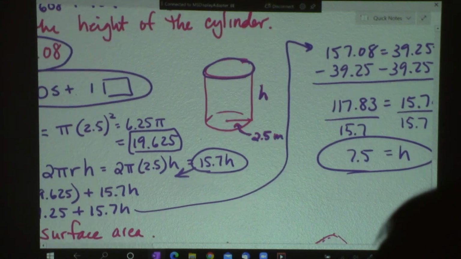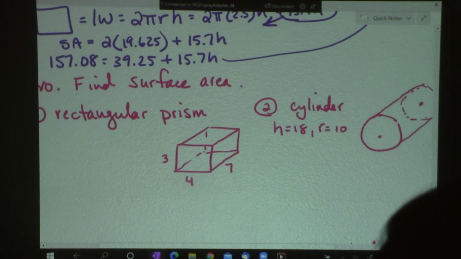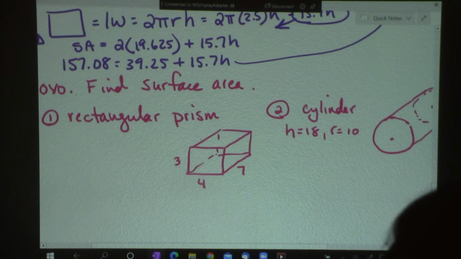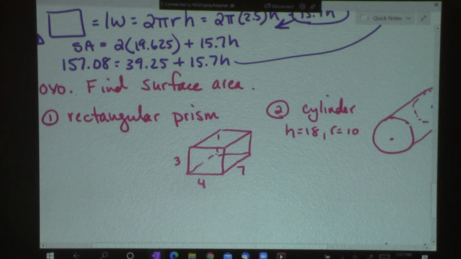Okay, so I want you to do a couple. I drew the pictures here for you. Find the surface area of the rectangular prism right here and the cylinder with a height of 18 and a radius of 10. So go ahead and pause the video again, and we will come back in a few minutes and go over it.